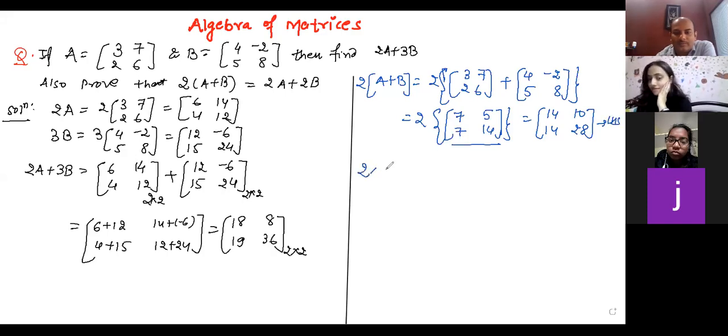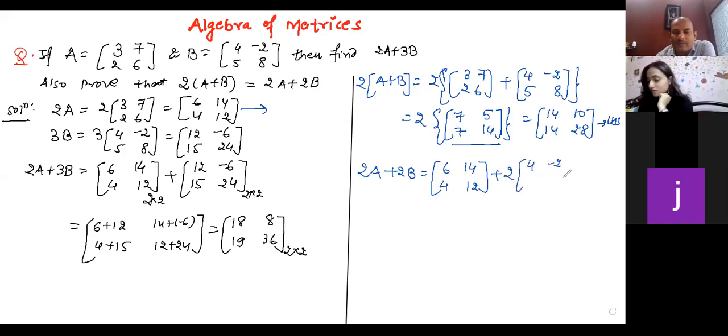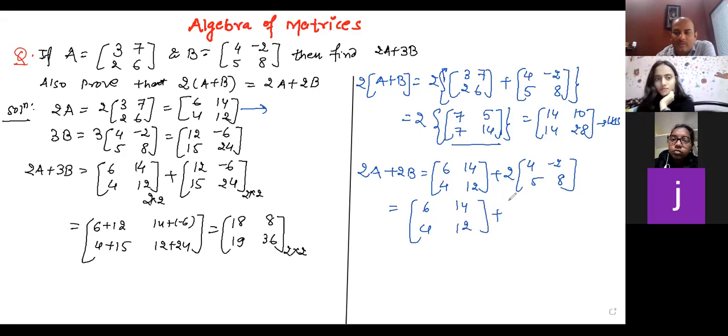Now 2A plus 2B. The value of 2A we already have, so I need to find 2B. 2A is equal to 6, 14, 4, 12 plus 2 times B, that is 2 times 4, minus 2, 5, 8. So 6, 14, 4, 12 plus 8, minus 4, 10, 16.